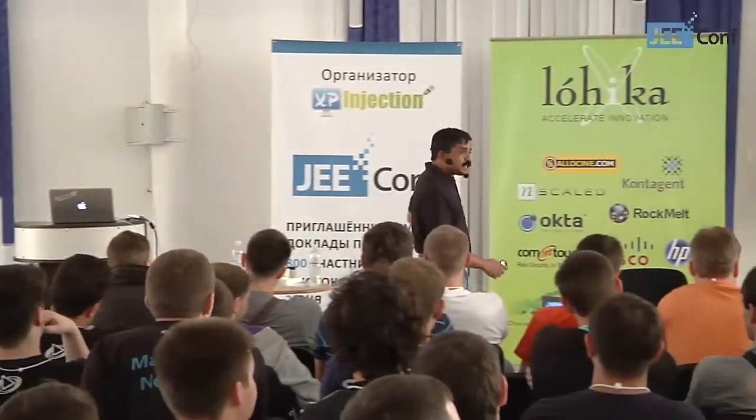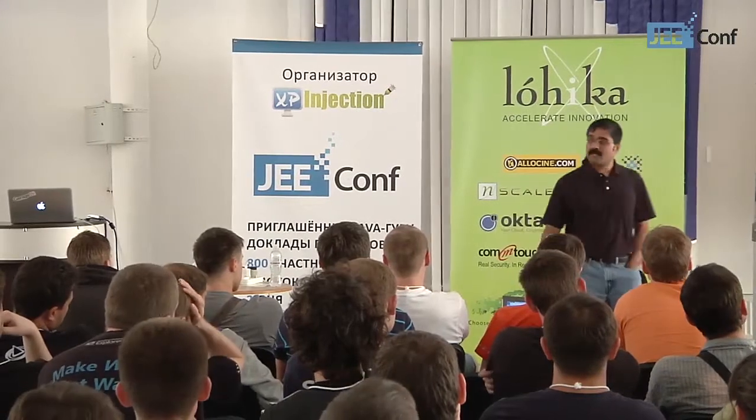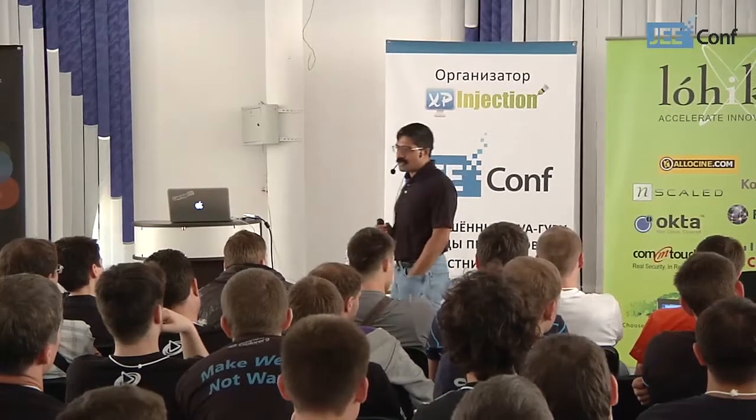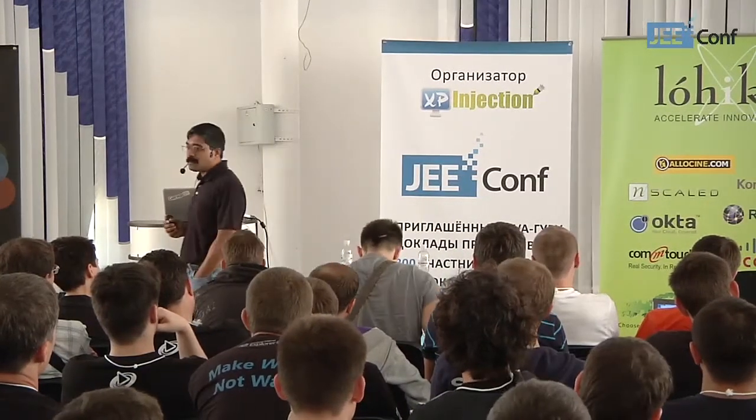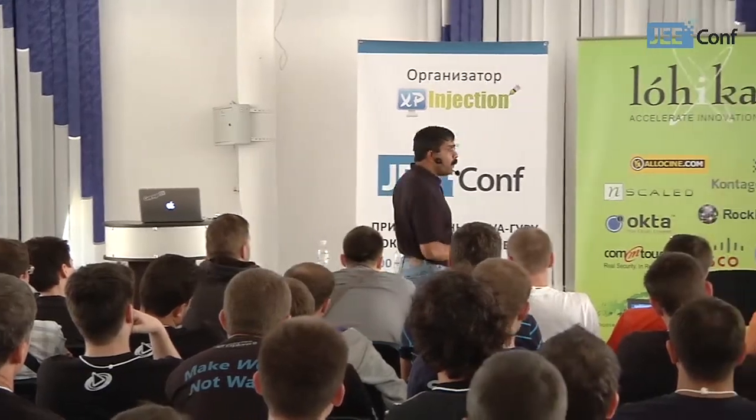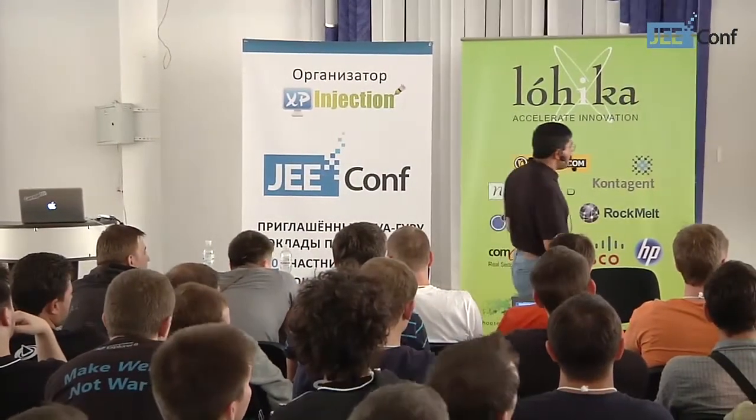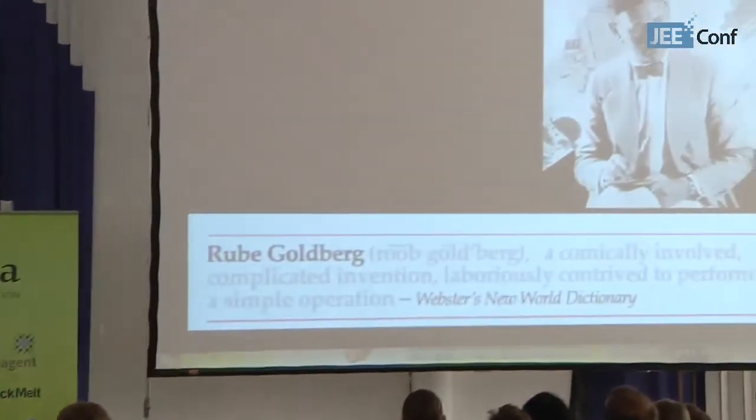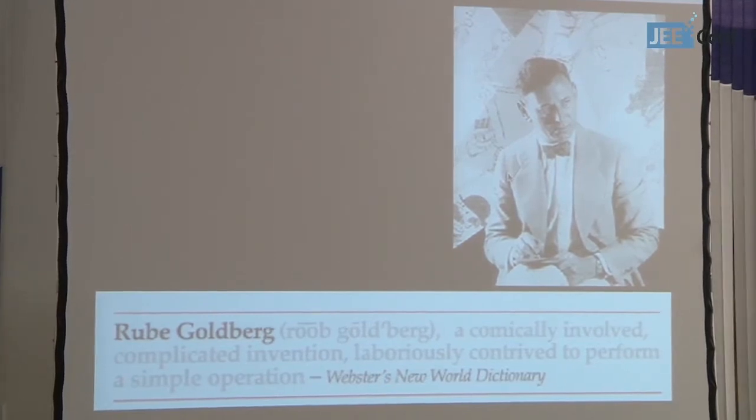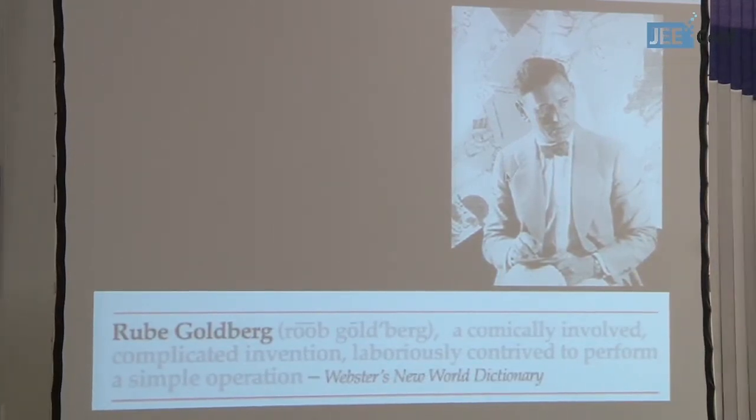Right? This is over-engineering. Grady Booch said once, first use the code you write, then reuse it. How many people want to write reusable code and end up writing code that's totally unusable? We over-engineer a lot of times. A gentleman named Rube Goldberg got his name by writing a lot of comic strips about complexity. So Rube Goldberg was involved in a comically involved, complicated invention, laboriously contrived to perform a simple operation.